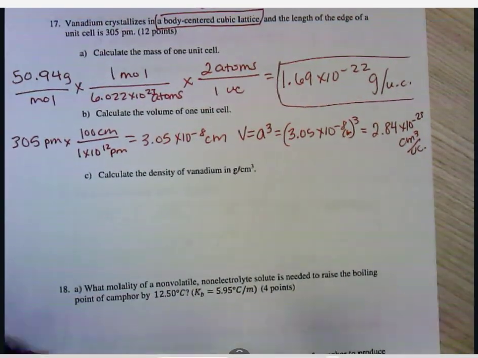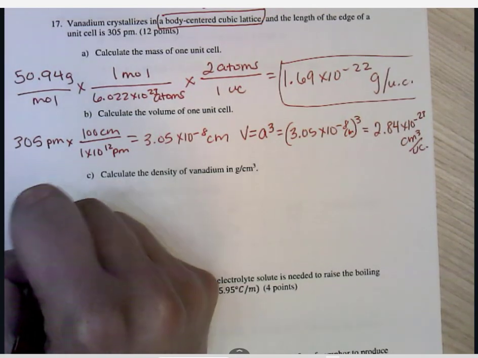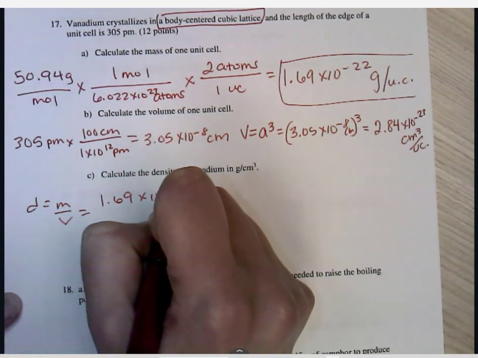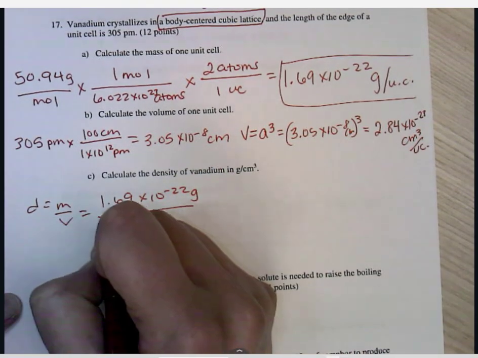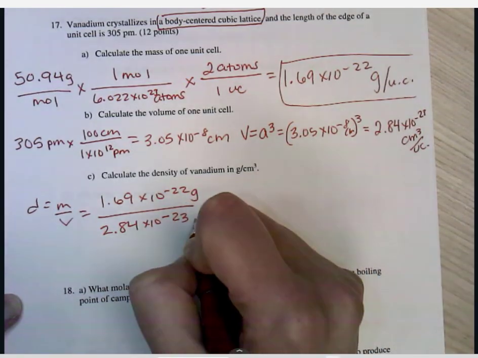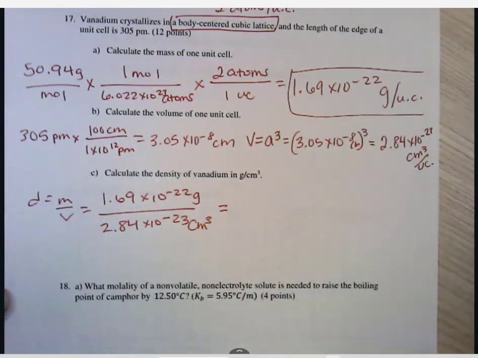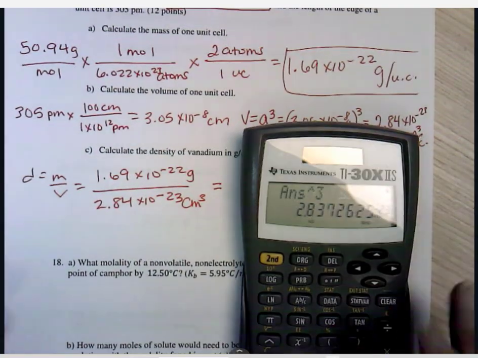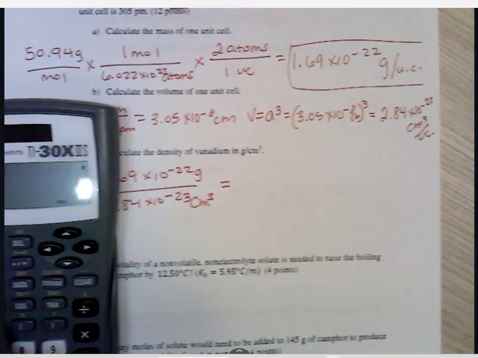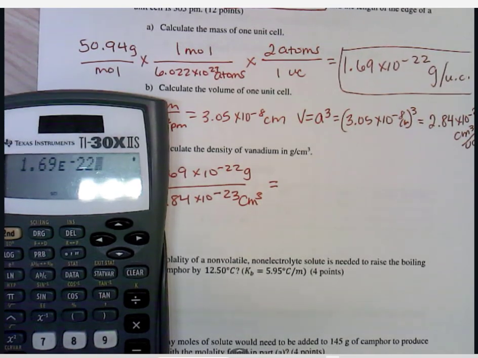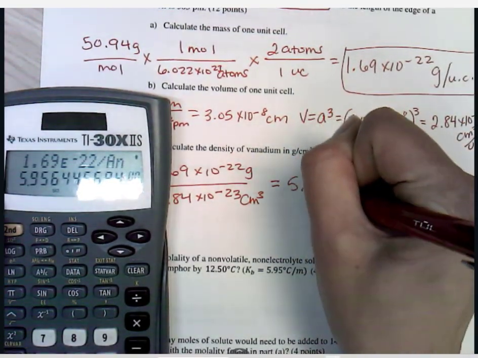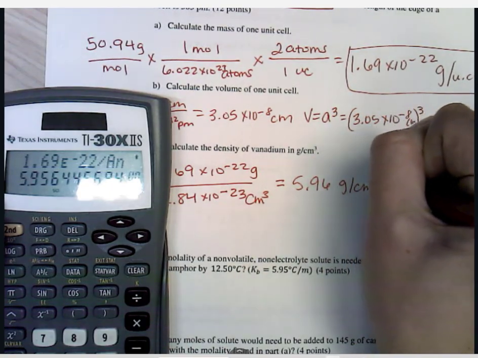For the density then, I just do mass divided by volume. And I would get 1.69 times 10 to the minus 22 divided by my answer, 5.96 grams per centimeter cubed.